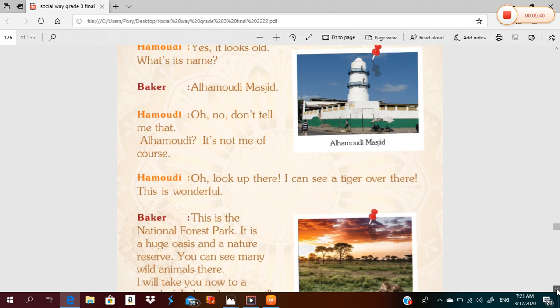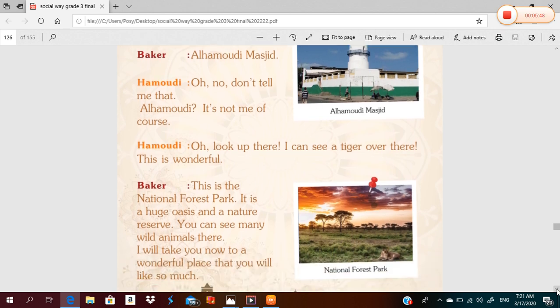Bakir: Hamoudi, oh look there, I can see a tiger. Over there, this is wonderful. Hamoudi: Bakir, this is the National Forest Park. It is a huge oasis and a nature reserve. You can see many wild animals there. I will take you now to a wonderful place that you will like so much.